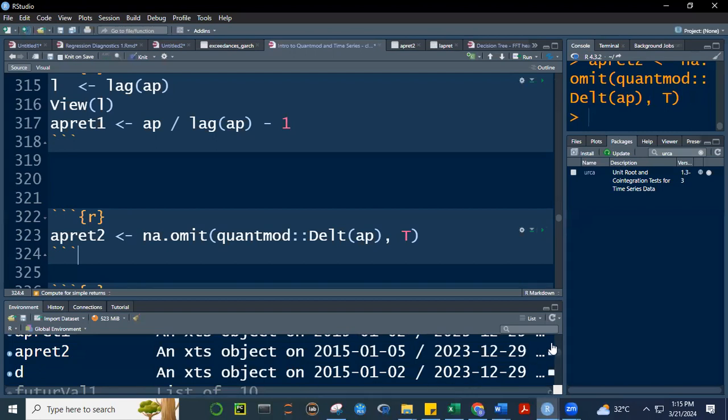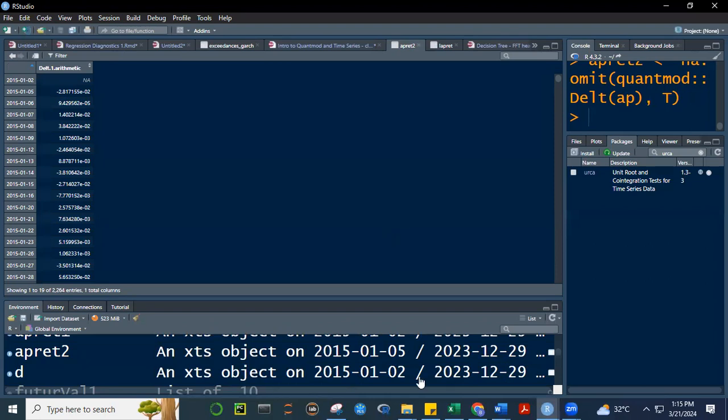Okay, and then once again check AP ret. Wala. Oh, sorry. I-print ko ulit. No? Hindi siya nag-automatic na. Alright, so no more missing value.